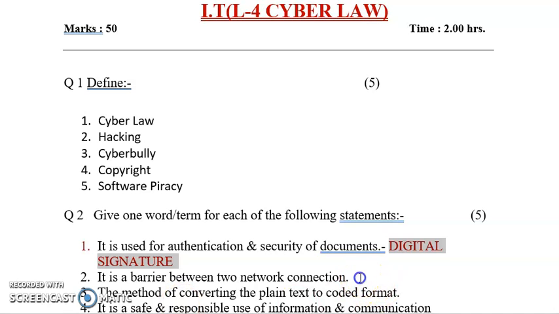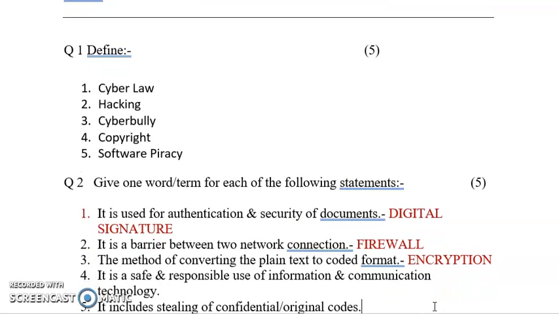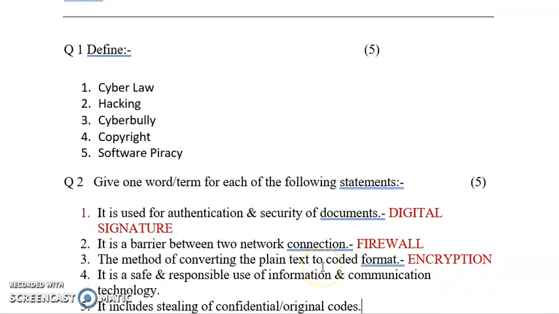Next is, it is the barrier between two networks. So basically to protect the two networks, we use firewall which works as a barrier between two networks. Next is the method of converting the plain text into coded format. So this is nothing but encryption technique. Basically encryption technique is used to protect the code from any type of robbery or stealing. So because of that it is coded into some other language.